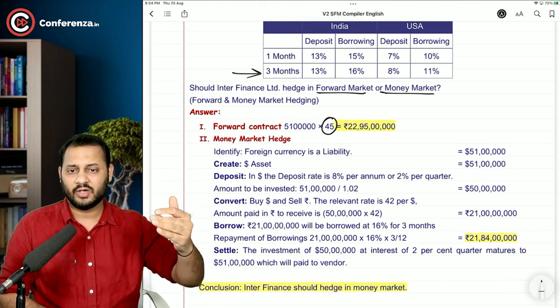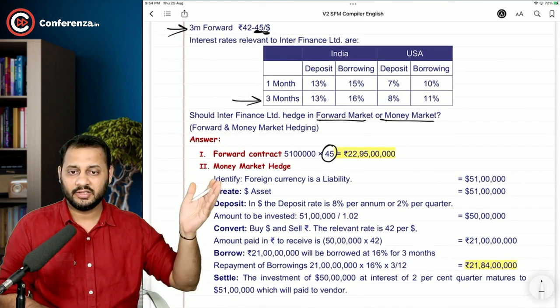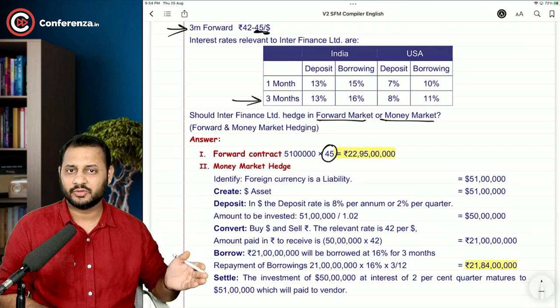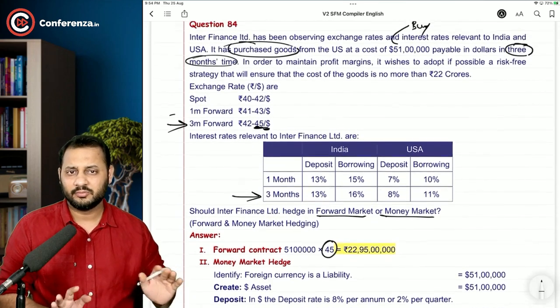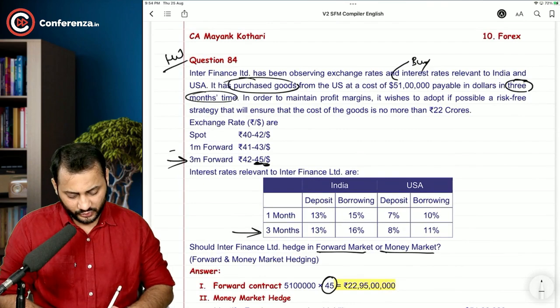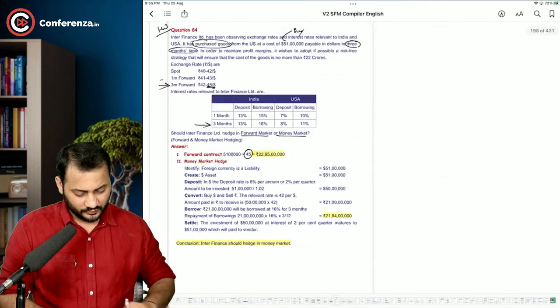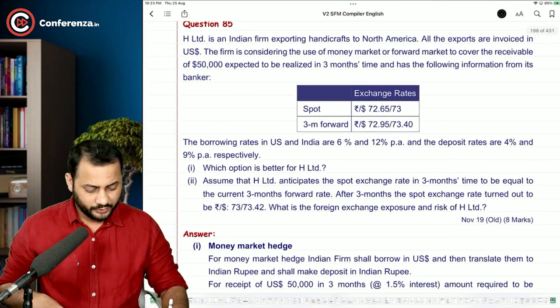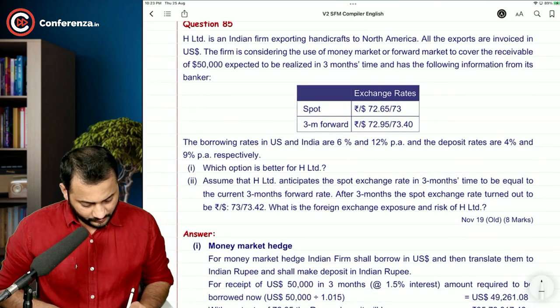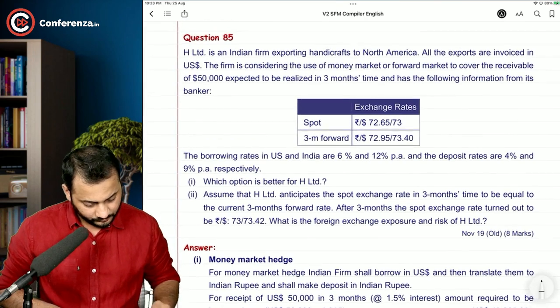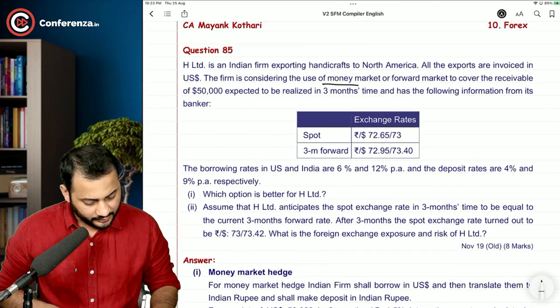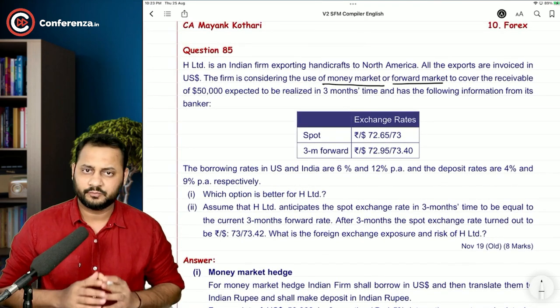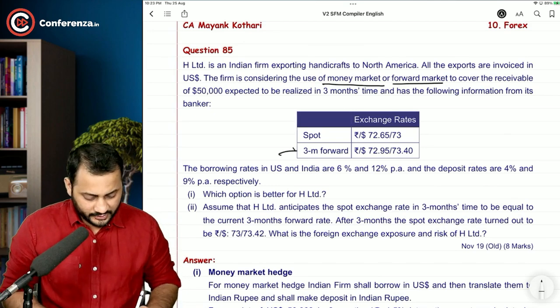And the money market hedge is as good as we have solved it. You have the liability, create the asset. For that purpose, you are going to do the transaction. So I don't think it will be difficult. Again, nothing's new to this question. Take it as homework. So this is again a simple question. There are only 2 things that you need to do: money market and forward market. Again the same thing. Forward rates are directly given to you.